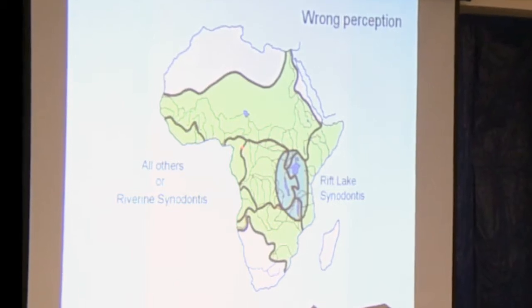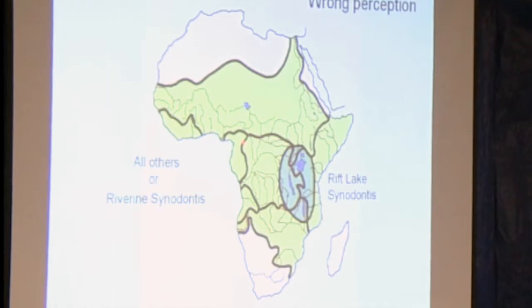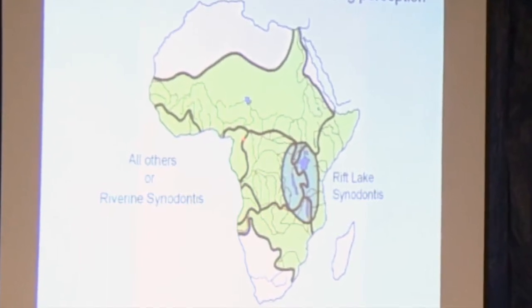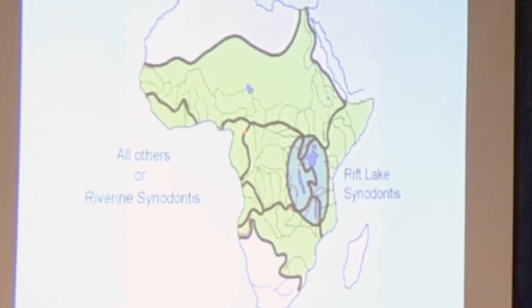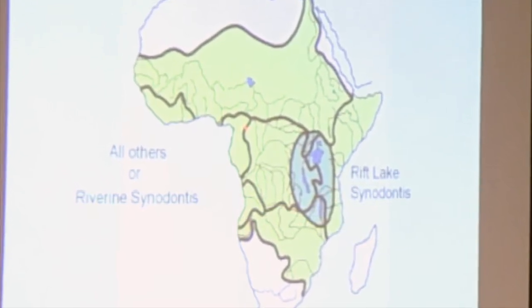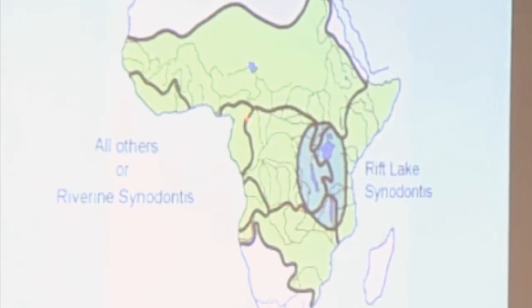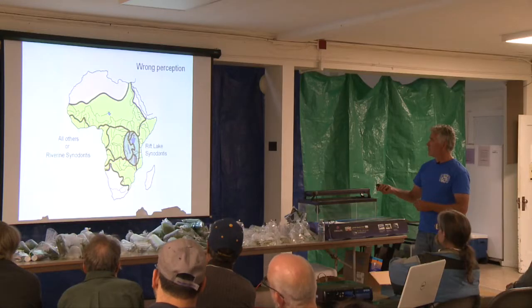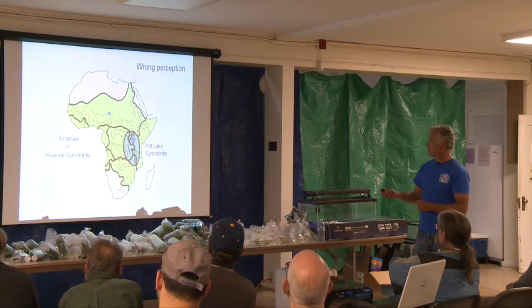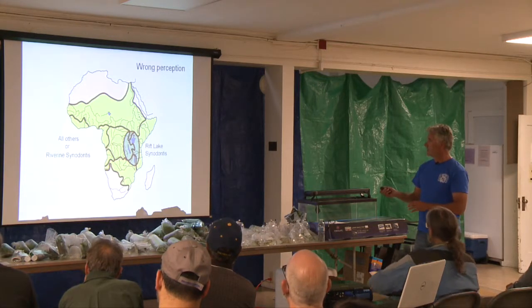So starting with this. Most people talk about Synodontis from the Rift Lake area, like Lake Tanganyika, Lake Malawi, Lake Victoria, and they call them Rift Lake Synodontis. And then a lot of people refer to all the other ones as riverine Synodontis. But of course, there's more than just rivers out here. There's lakes, there's big lakes, there's all kinds of stuff out there. So it's not just that.